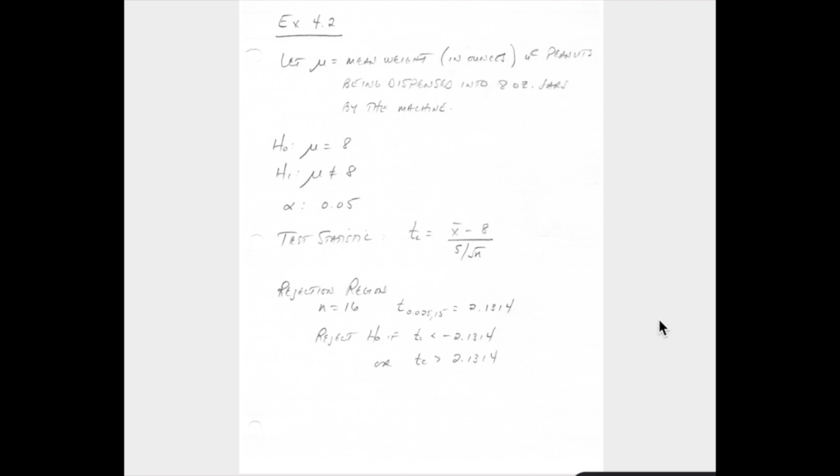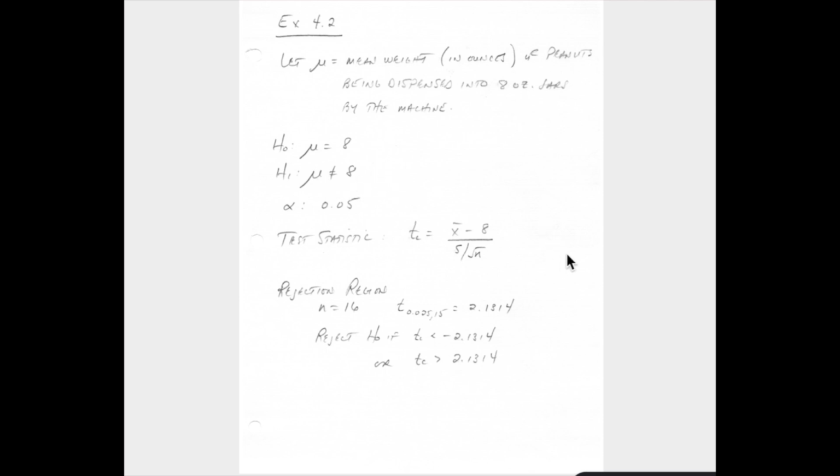Now let's determine the rejection region for the test. Remember that we're using a sample size of 16 observations, and so the number of degrees of freedom that we have for this test is n minus 1, or 15 degrees of freedom. And so we have a two-sided test because we have not equal to in the alternative.